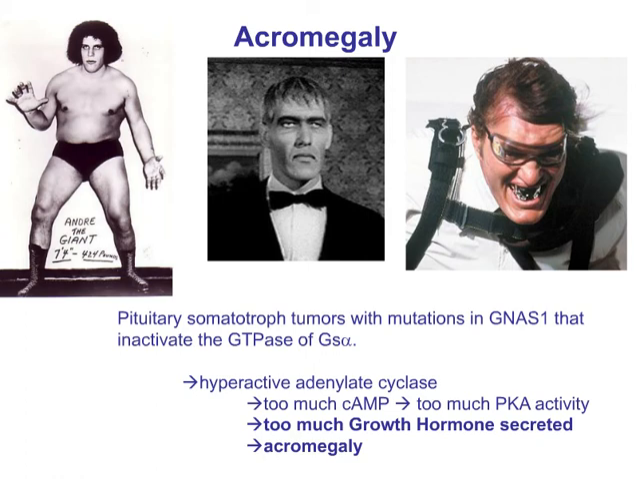Similar mutations in pituitary corticotroph tumor cells result in oversecretion of ACTH, which stimulates the adrenal glands to produce glucocorticoids and cortisol. This is known as Cushing's disease.